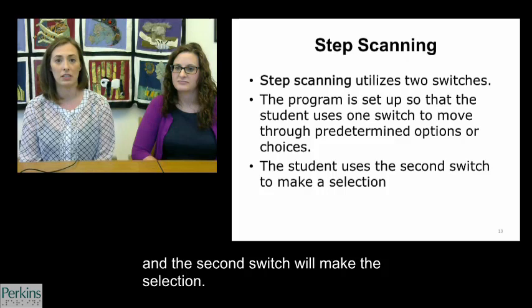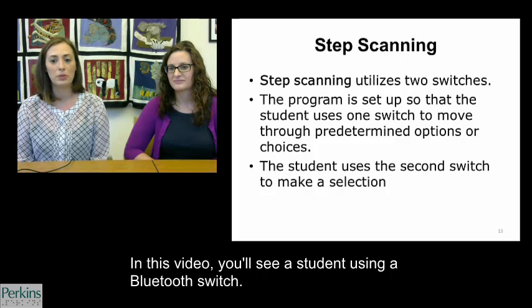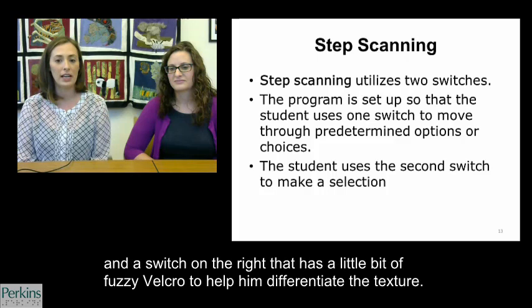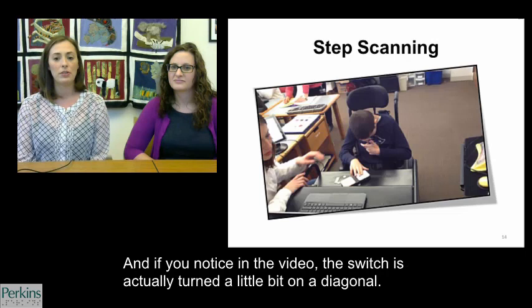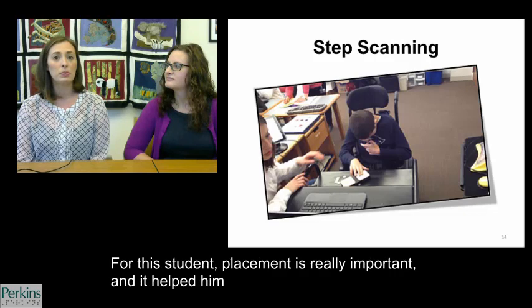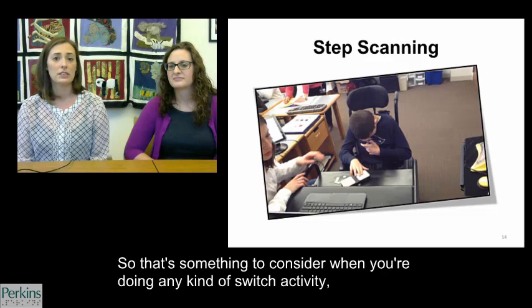In this video, you'll see a student using a Bluetooth switch. There is a switch on the left that has a smooth texture and a switch on the right that has a little bit of fuzzy Velcro to help him differentiate the texture. He uses the switch on the left to move through the predetermined options and the switch on the right to make his selection. And if you notice in the video, the switches actually turn a little bit on a diagonal. For this student, placement is really important, and it helped him to have one switch a little bit higher than the other. So that's something to consider when you're doing any kind of switch activity, is making sure that the placement works for your students.